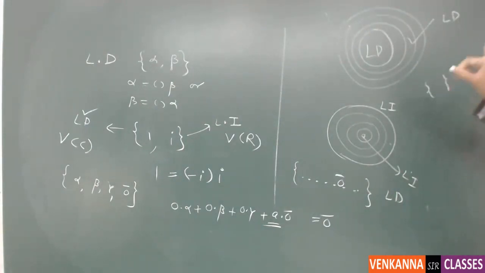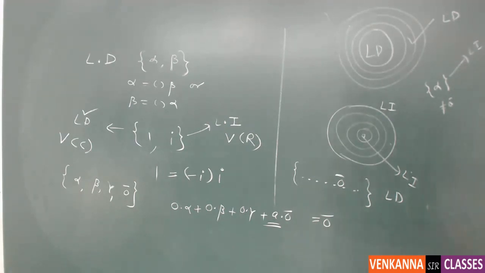If you take only one vector in the set and it is a non-zero vector, then it is LI. It means that a singleton set is linearly independent. That means a set having only one non-zero vector is linearly independent.